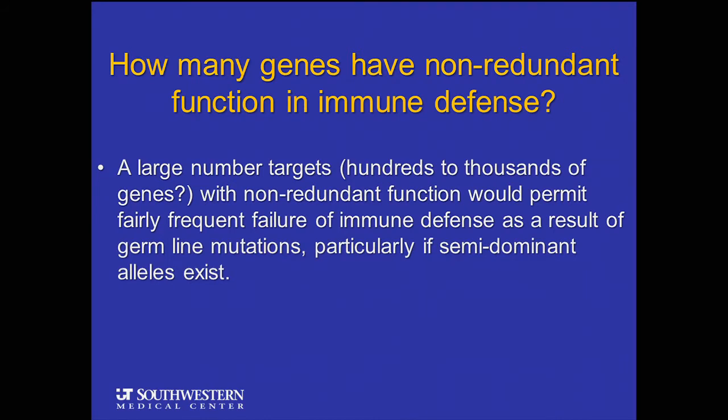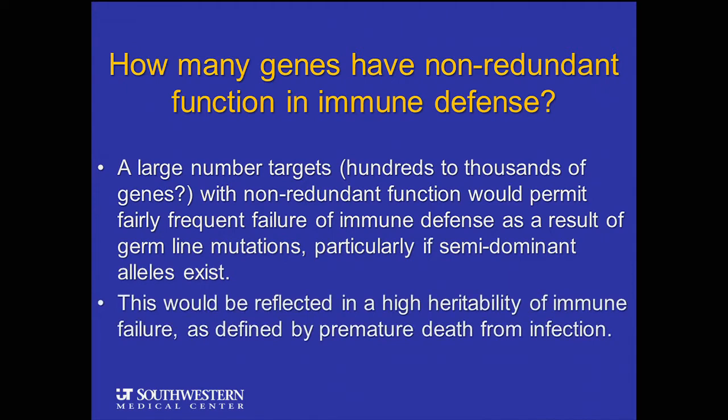It would be predicted that if the target size is large, if there are hundreds or thousands of genes with non-redundant function in immunity, then there would be a lot that could go wrong with immune function, and many germline mutations would cause some kind of vulnerability, particularly if there were semi-dominant alleles, as we know there are. This would result in a high heritability of immune failure, which we could define by premature death from infection.